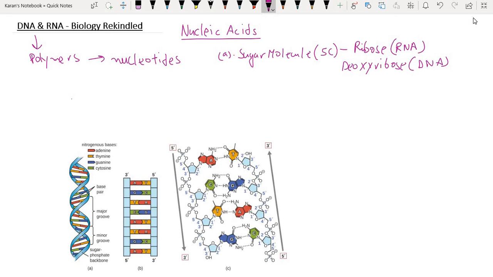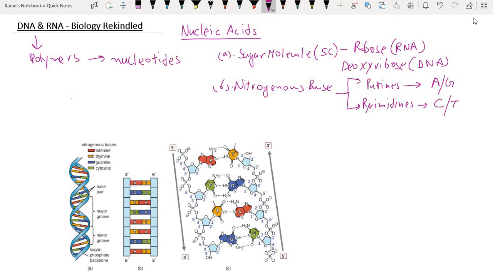Now, the second thing is a nitrogenous base, and this nitrogenous base is divided into two types. One is purines, the other one is pyrimidines. Purines are basically adenine and guanine. Pyrimidines can be cytosine, thymine and uracil. Uracil is present in case of RNA and thymine in the case of DNA. Then, last, there is a phosphate group.